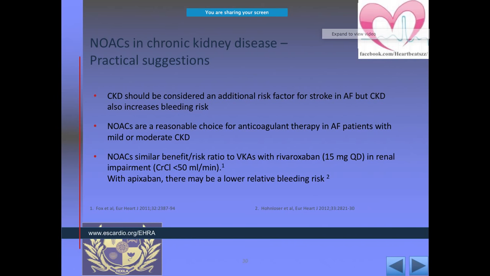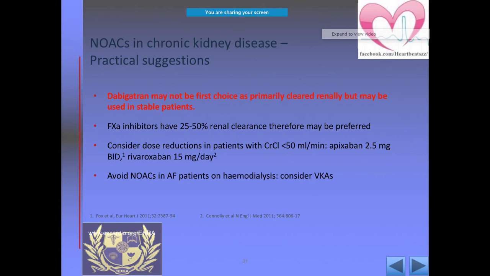So, chronic kidney disease should be considered an additional risk factor for stroke in AF, but CKD also increases the bleeding risk. NOACs are a reasonable choice for anticoagulation therapy in AF patients with mild or moderate CKD, and have a benefit-risk ratio favorable to vitamin K antagonists, with rivaroxaban in renal impairment patients. Similarly, if someone has a kidney problem, dabigatran may not be the first choice as it is primarily cleared renally, but it may be used in stable patients. So in CKD patients, you should not ideally use dabigatran. This is definitely one of the problems.